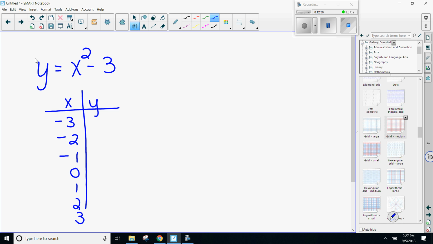Now, what's that mean? I got to take that equation, and I'm going to have to put -3 in, square it, and subtract 3. What's the answer? 6. Because -3 squared is 9. 9 minus 3 is 6. Then I put in -2.